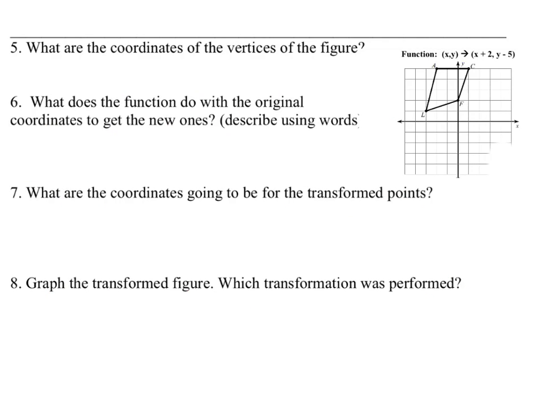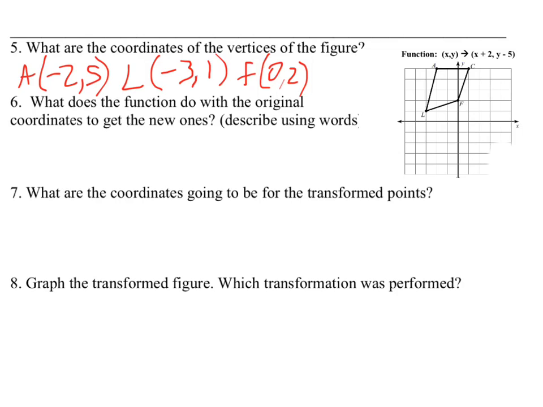Moving on to the next one, where the coordinates for my vertices, just take it one at a time. I'm looking at A. A is at negative 2, 5. L is at negative 3, 1. F is at 0, 2. And then C is at 1, 5. What does my function do?